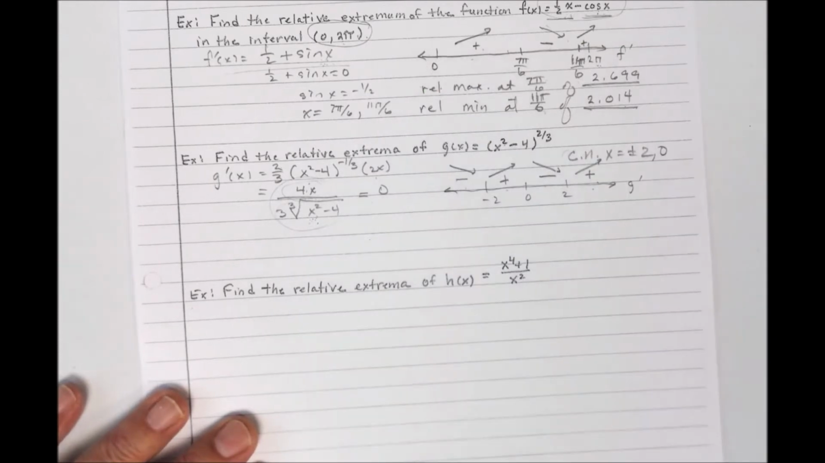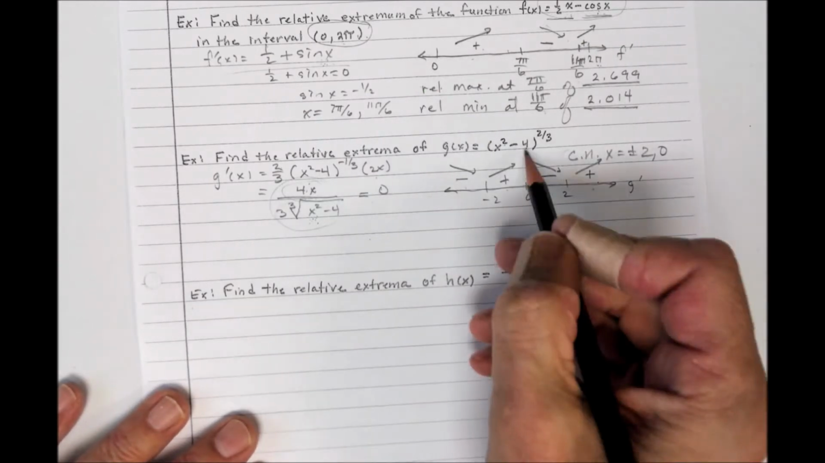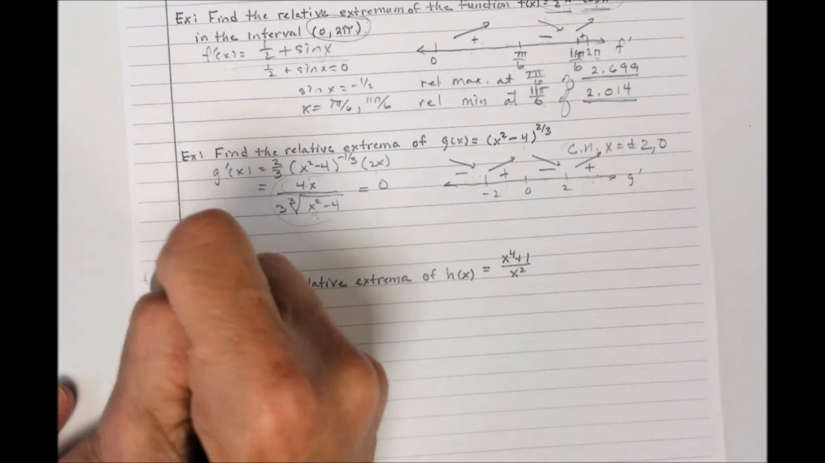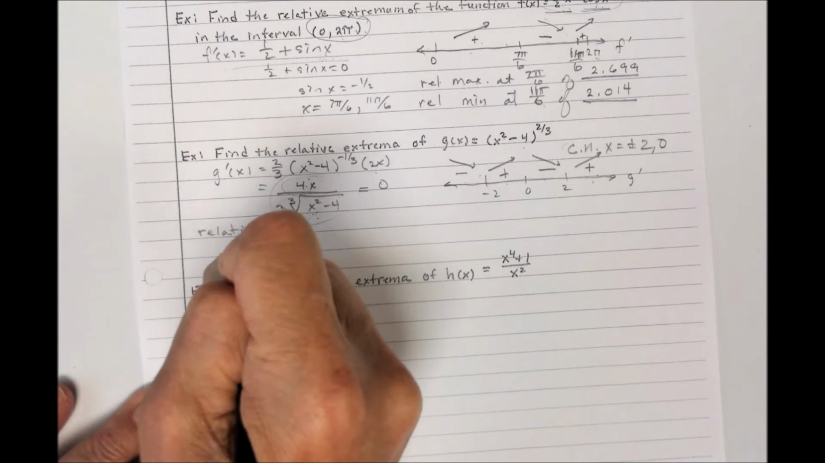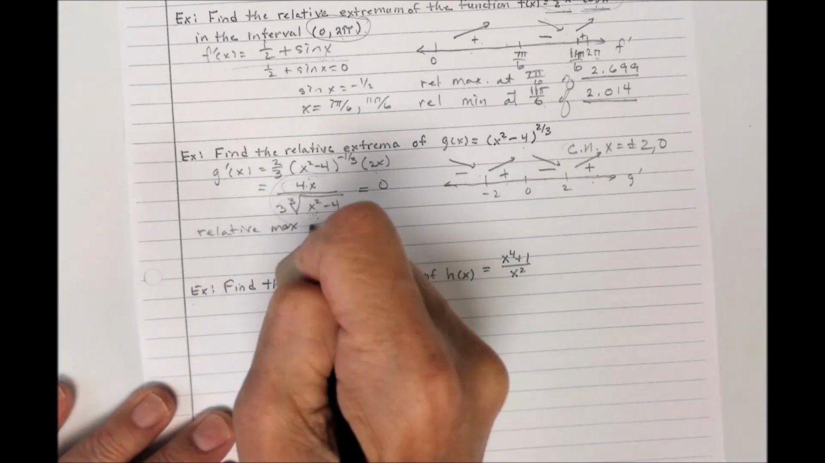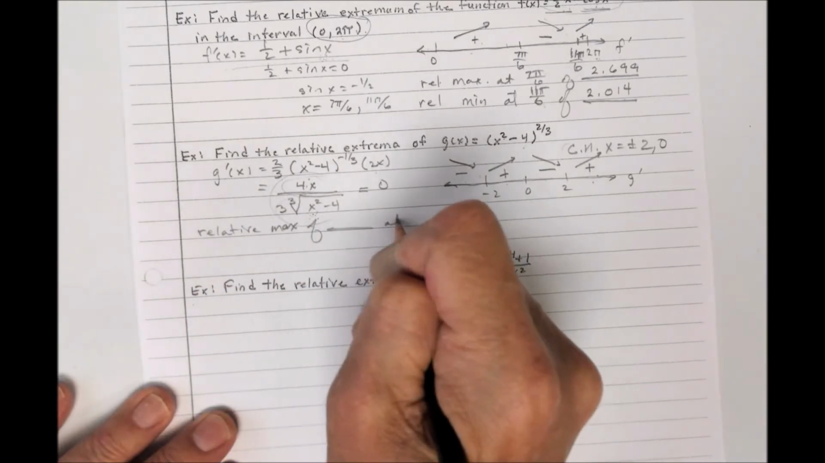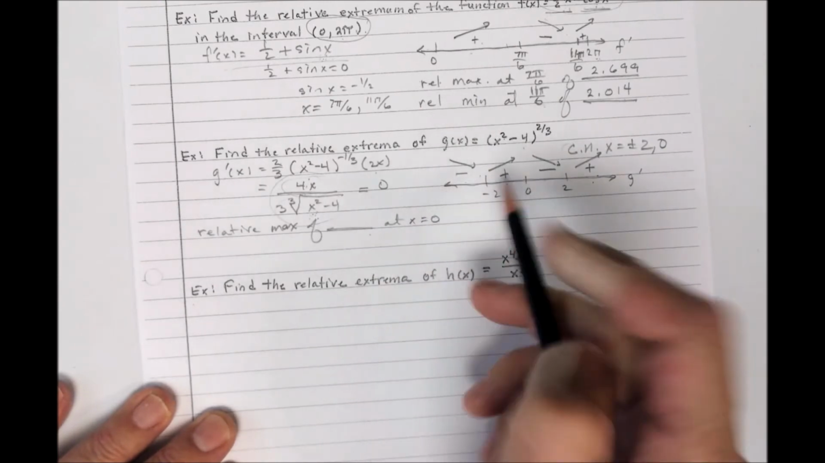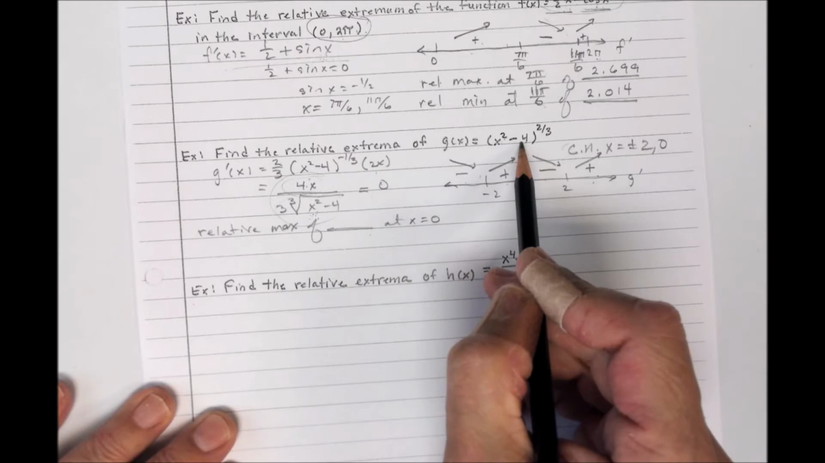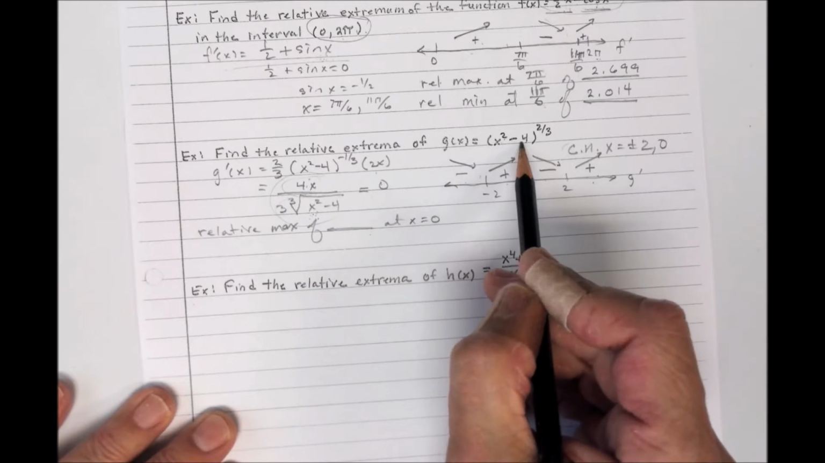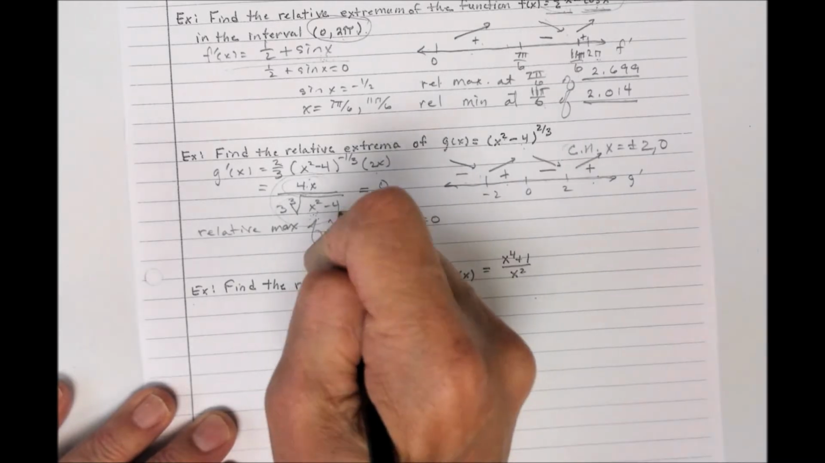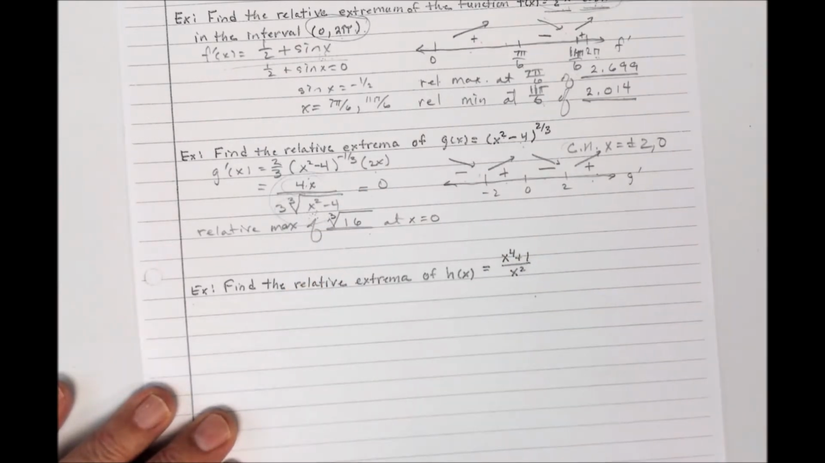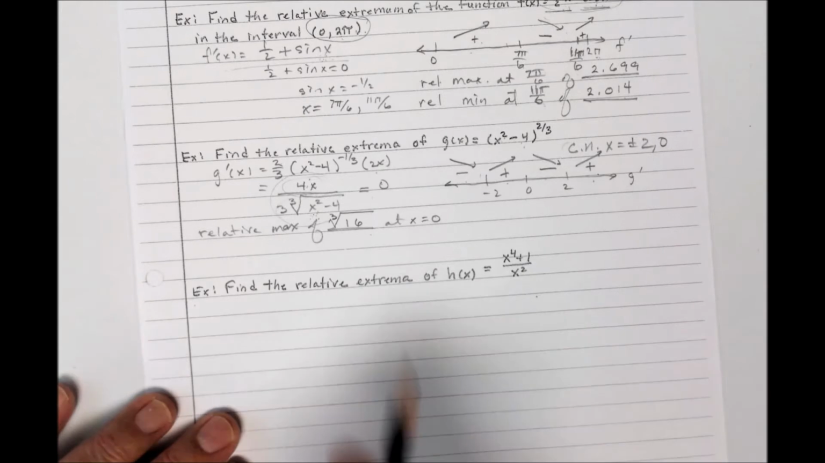I have one relative max at 0. I have two relative mins. So I have a relative maximum at x equals 0. So at x equals 0, 0 squared minus 4 is negative 4, to the 2/3 is the cube root of 16. Whatever that is, that's 2 cube roots of 8. Excuse me, 2 cube roots of 2.